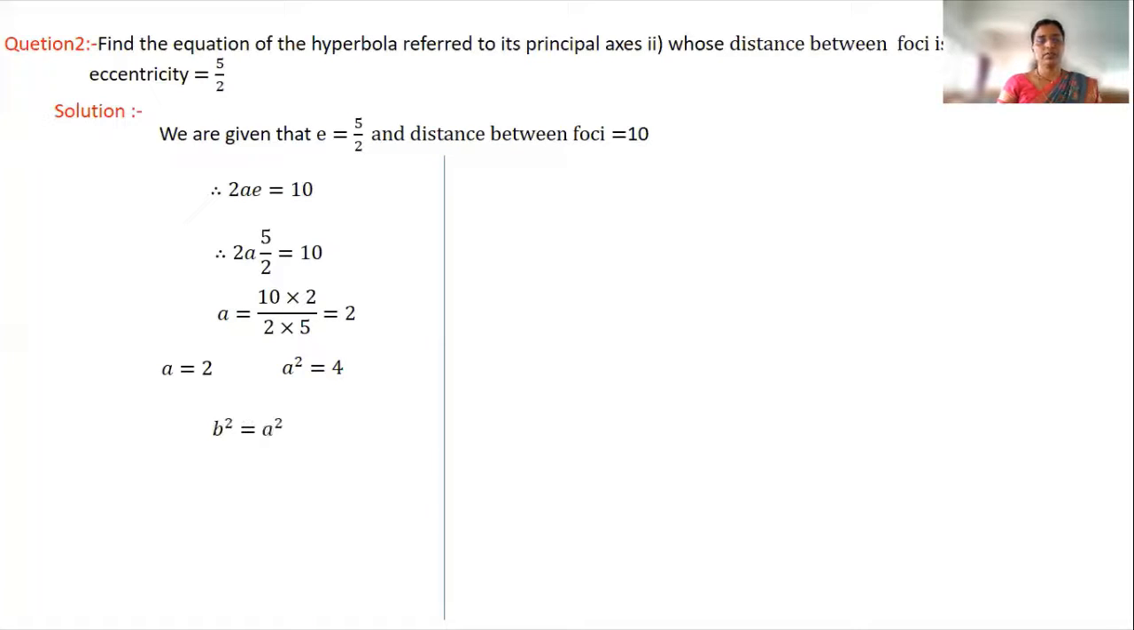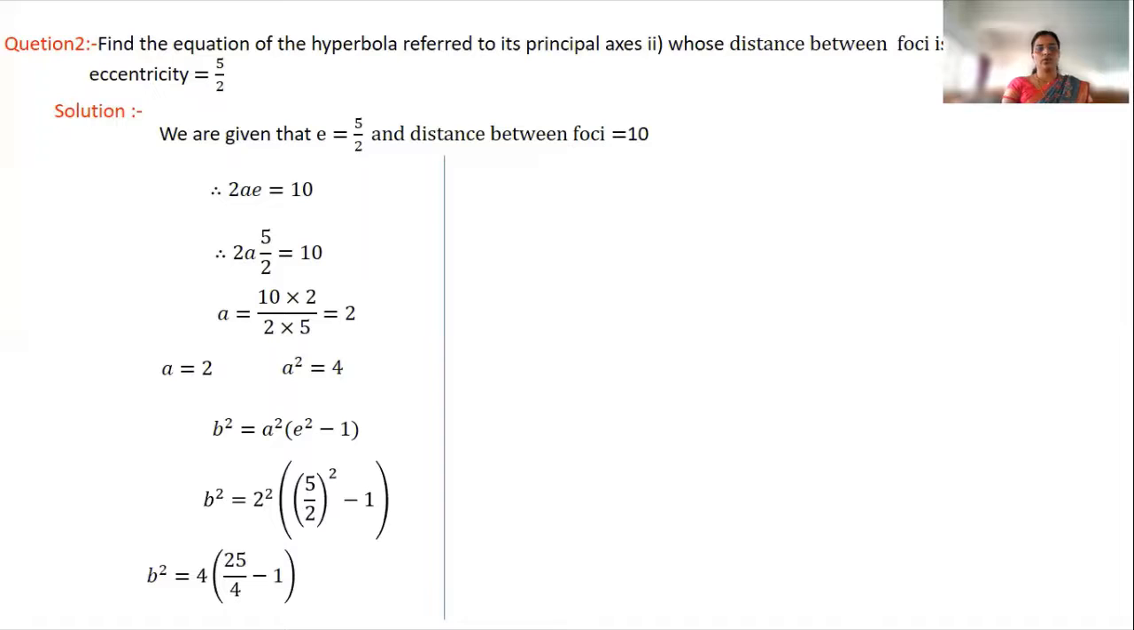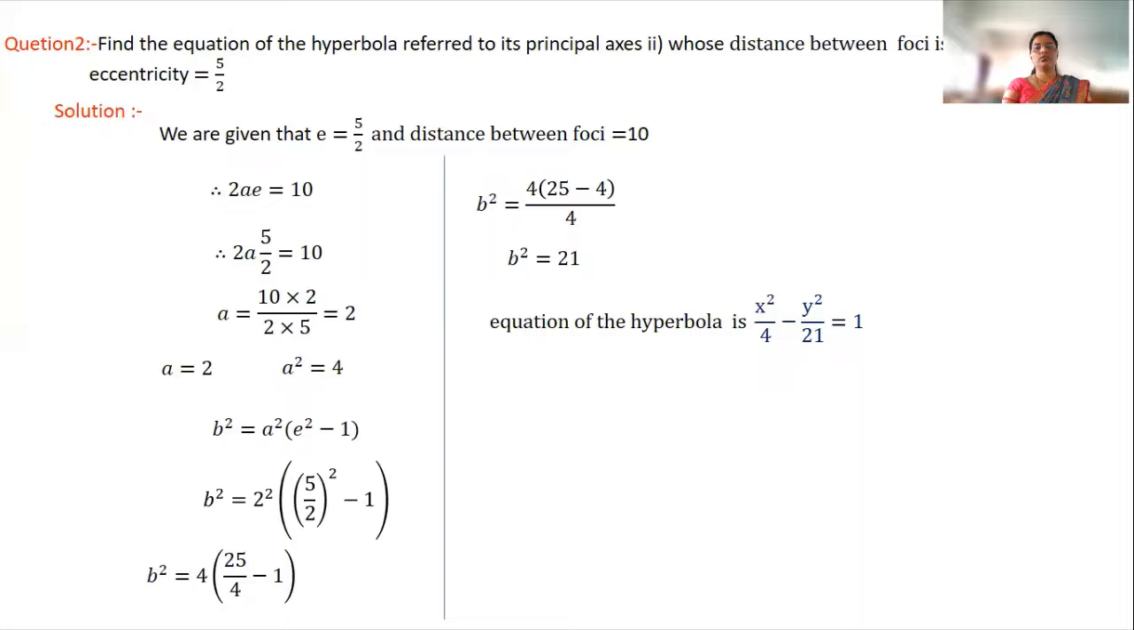Then the relation between a, b and e is b² is a² into bracket e² minus 1. That is, b² is given by 4 into 25/4 minus 1. That is b² is equal to 21. a² value is 4, b² value is 21. Therefore, we have the equation x² upon 4 minus y² upon 21 is equal to 1. This is the required equation of the hyperbola.